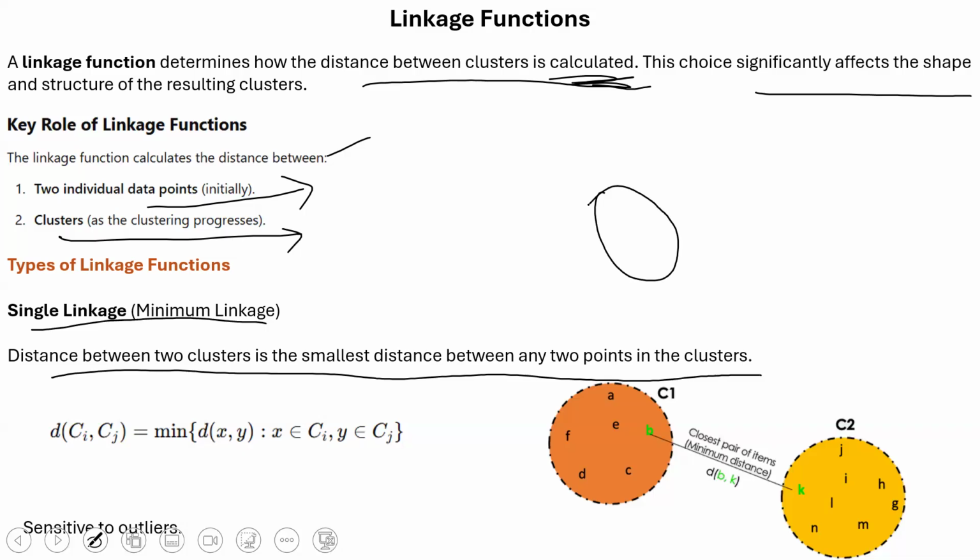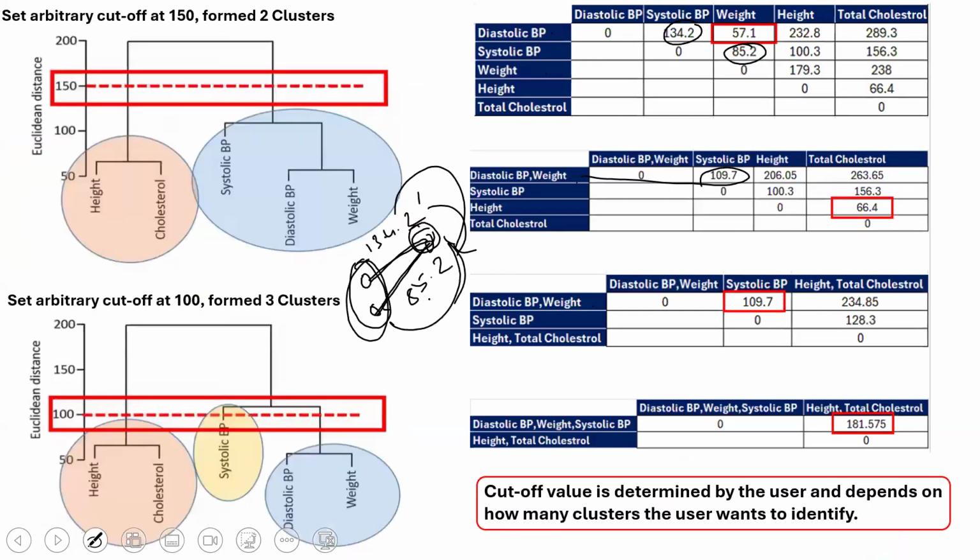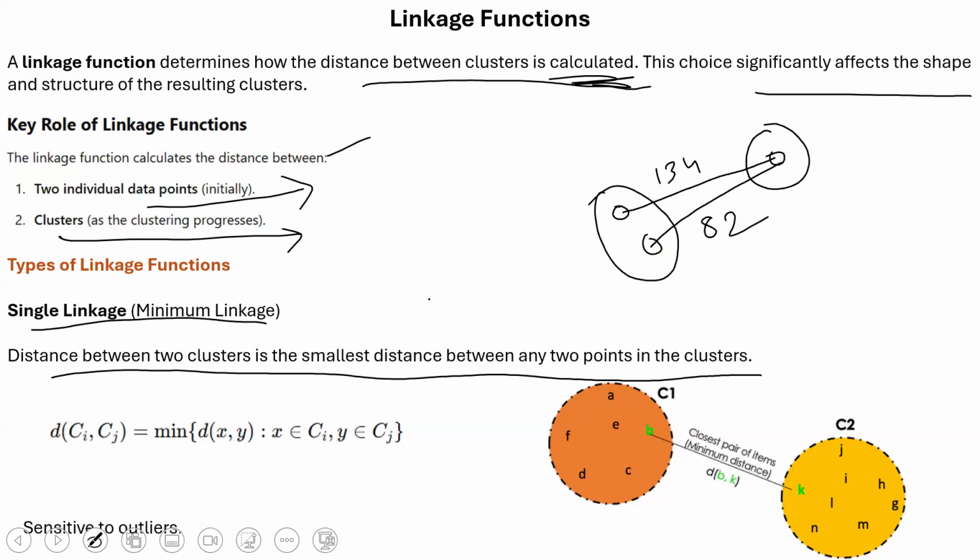I have this one cluster with 1 point here, 1 point here, and this cluster has 1 point. The distance between these 2 points is 134 and the distance between these points is 82, something of the sort. Let's take this example as 132, 84. Now to calculate the distance between these two clusters, what have we taken? We have taken the average of the distances in the previous example.